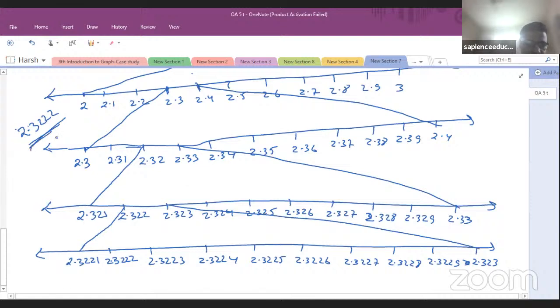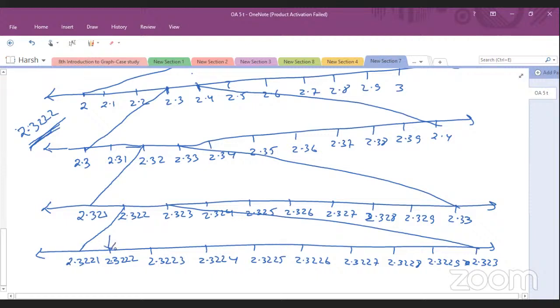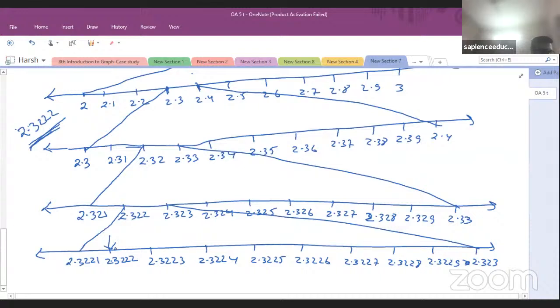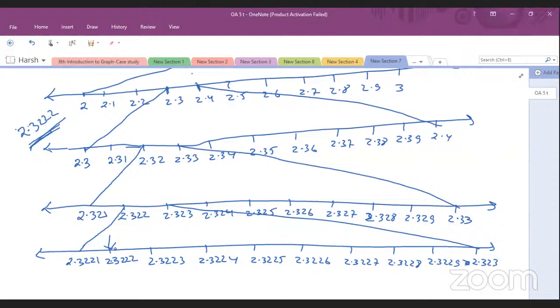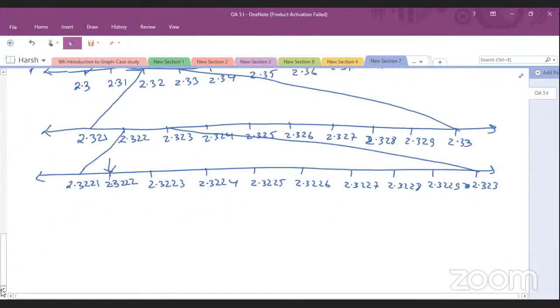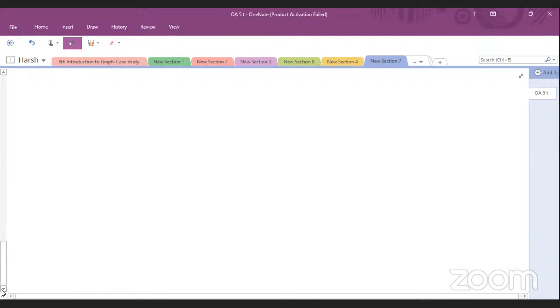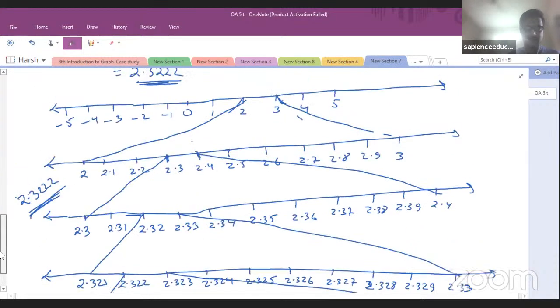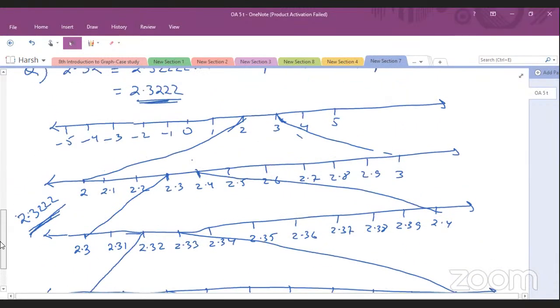So where is this number? 2.3222. The second one out there. Did you get it? Yes, sir. Okay. So this is magnification. You just have to magnify. Okay, sir. Last two questions are based on this only. Did you get it or not? Everyone, did you get this? Any doubt in this?